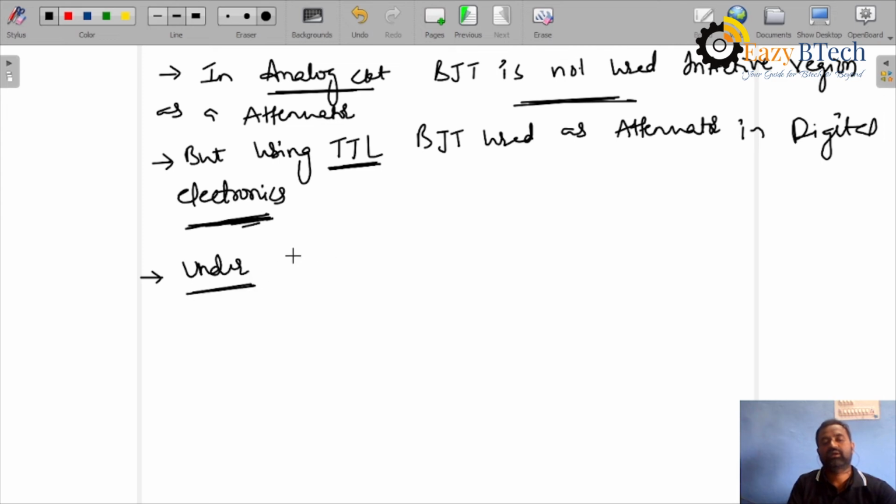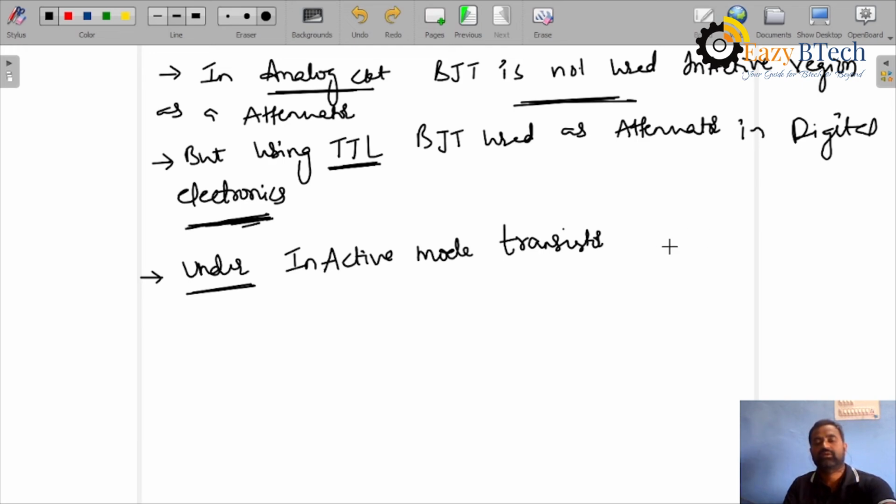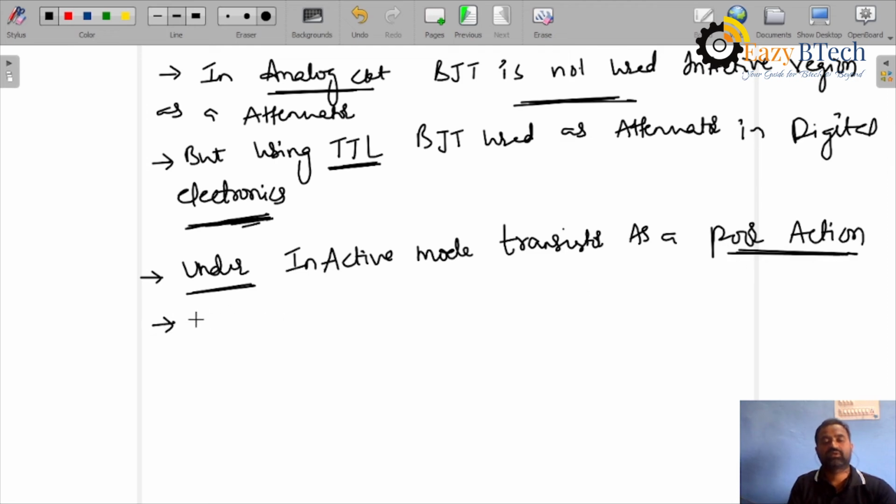Under inactive mode, transistor has a poor action. That is why it is not in use in this region.